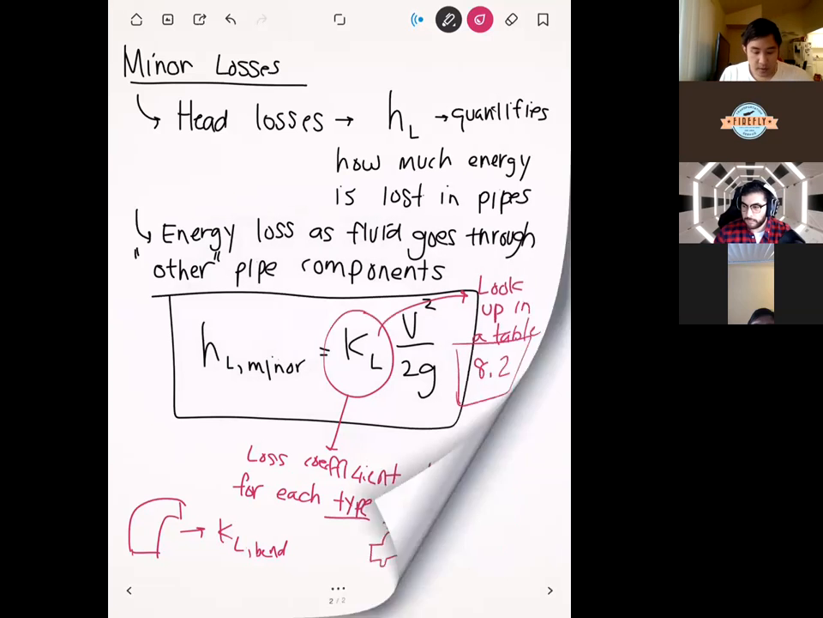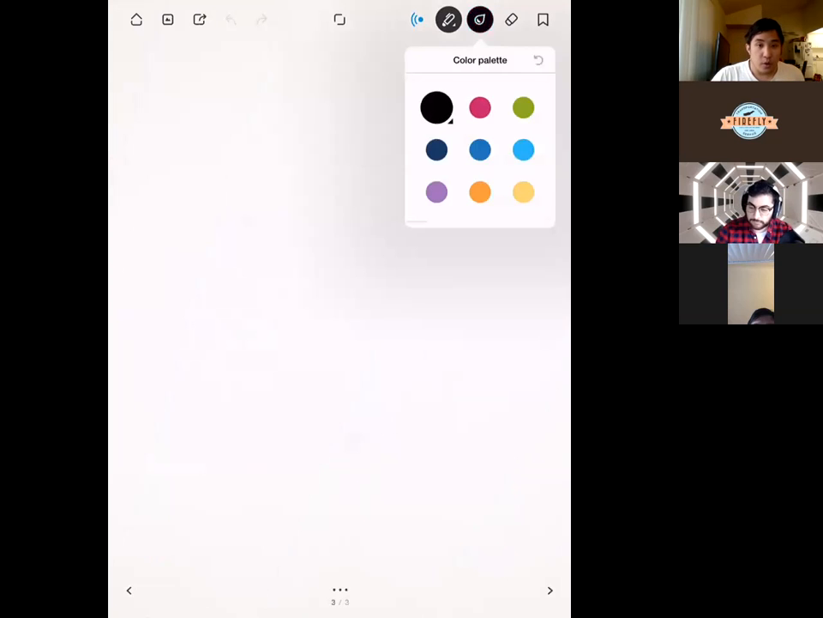Okay. All right, so let's go over a loss coefficient concept that I don't think is in the table. The table will cover most of those things like bends and valves and stuff like that. But what's not covered in the table is when the pipe flow goes through either a sudden contraction or a sudden expansion.